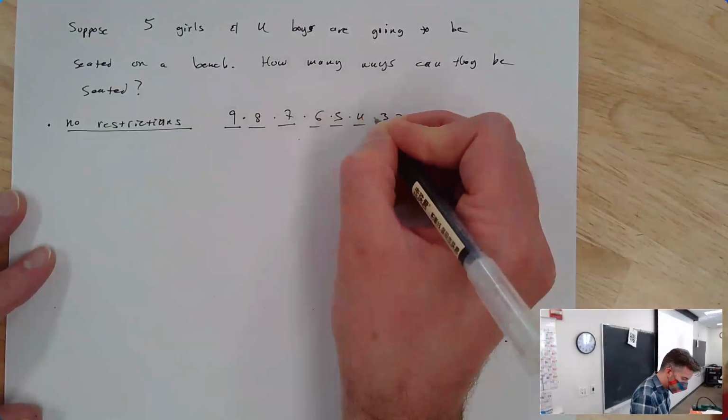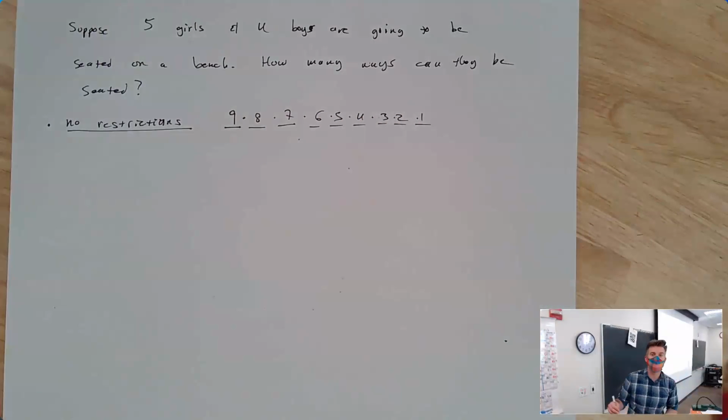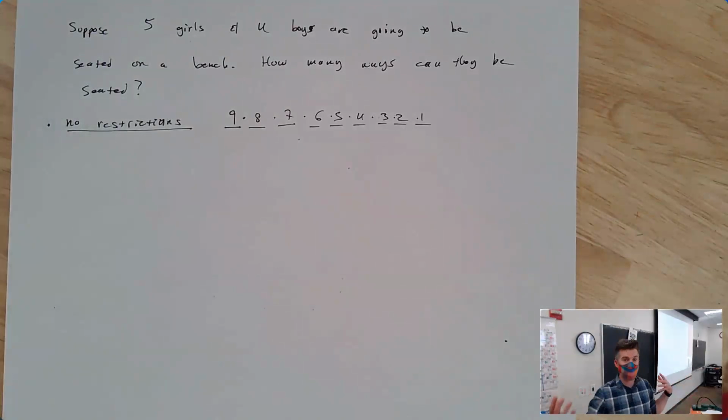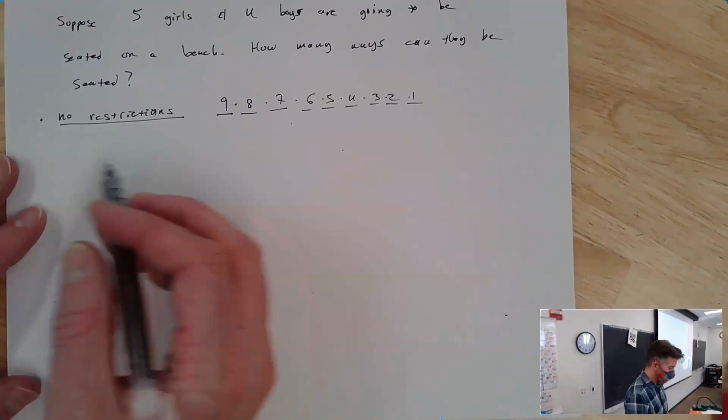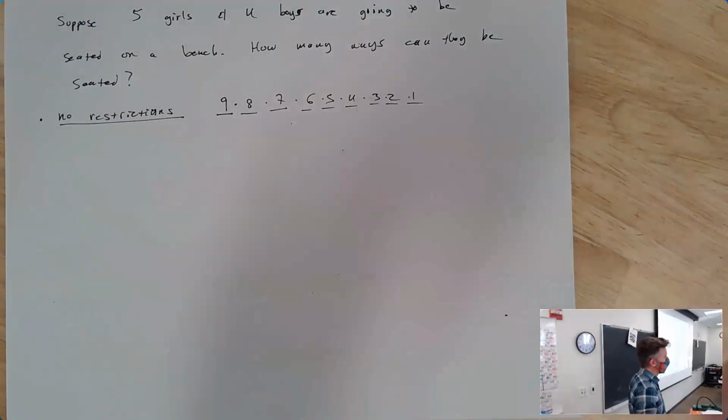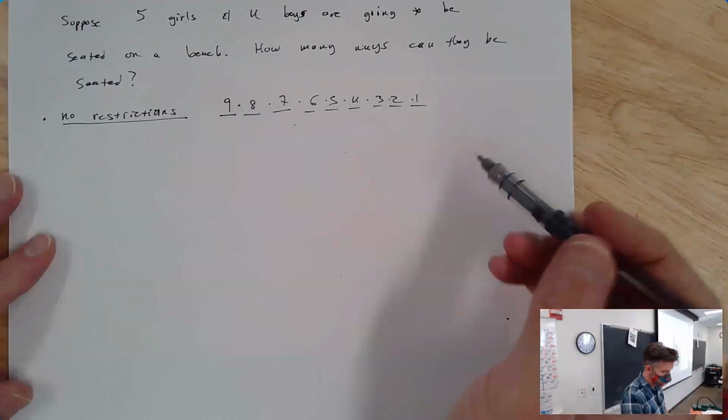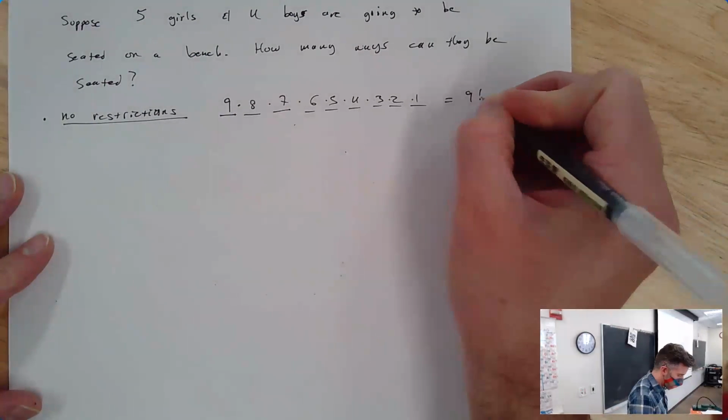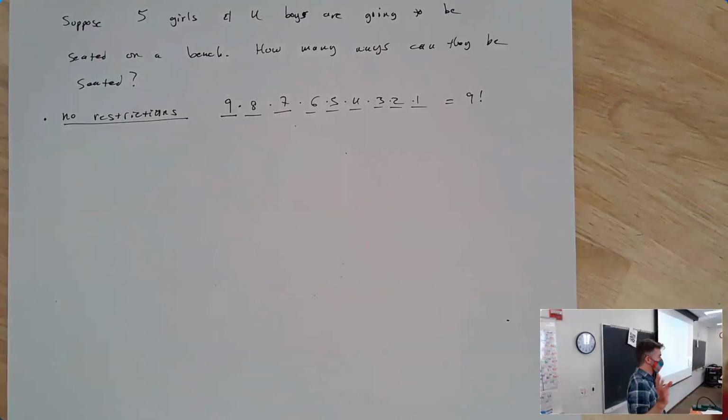Well, there's no restriction. What I mean by no restriction is there's no restriction on where people have to sit. In the next question, we're going to make all the boys sit next to each other and all the girls sit next to each other. That's what I mean by restriction: some limiting piece of information. So here, if there's no restrictions on where people can sit, we get the most possibilities at all. Right? This is the 9 factorial, the most number of ways I could order these 9 people.